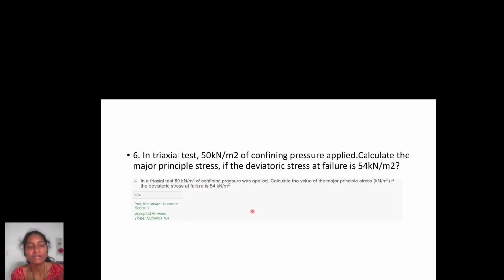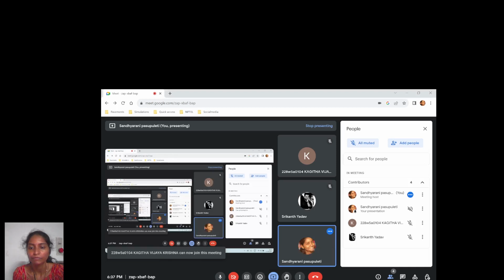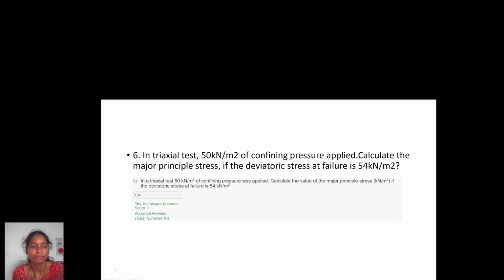We already have the relation between major principal stress, deviating stress and confining pressure. So this is a direct formula. How will we determine the major principal stress? It is the combination of deviating stress plus confining pressure. Sigma 1, when I say major principal stress, that is nothing but sigma 1. Deviating stress is sigma d. Confining pressure is sigma 3. So sigma 1 would be sigma d plus sigma 3. So directly it would be 50 plus 54, 104.